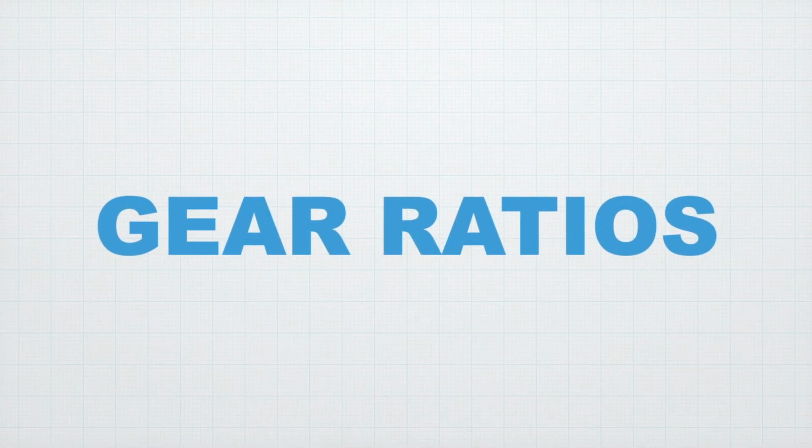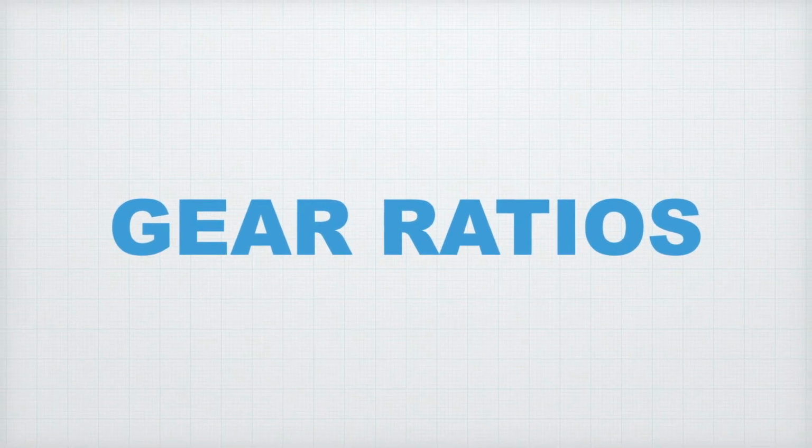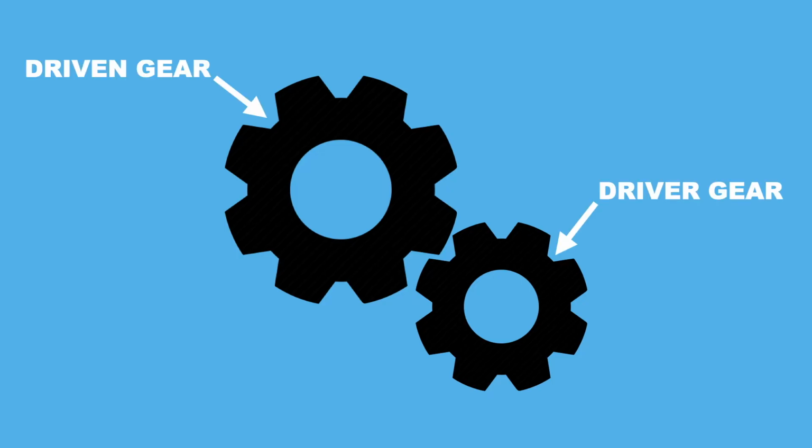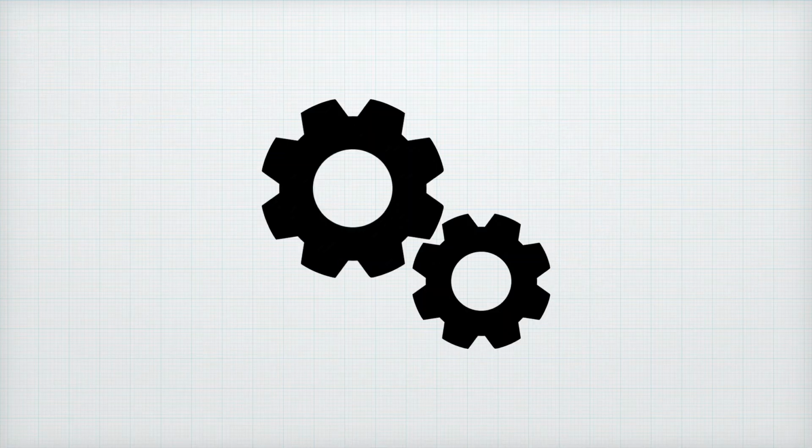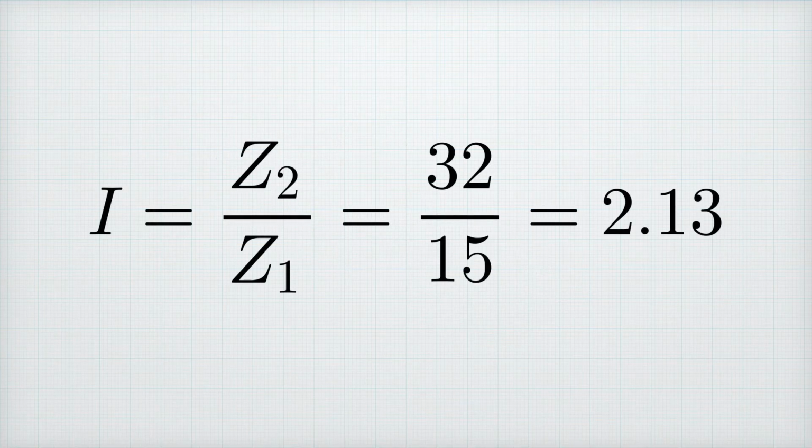In this video, we are going to cover how to calculate gear ratios. The first method to calculate the gear ratio is to divide the amount of teeth in the driven gear by the amount of teeth in the driver gear. So i equals Z2 divided by Z1. For example, if the driver gear has 15 teeth in it and the driven gear has 32 teeth in it, the gear ratio is 2.13.